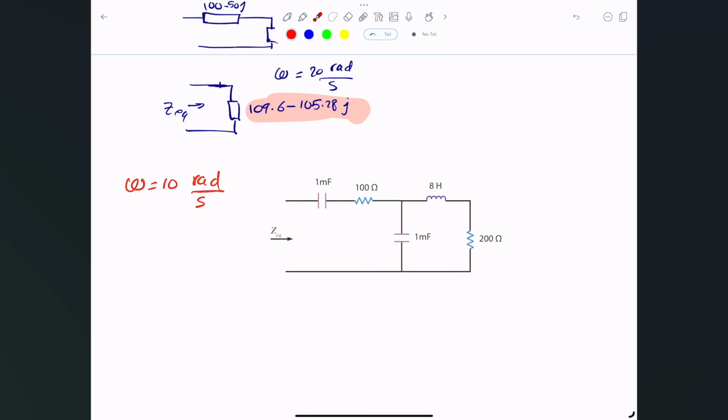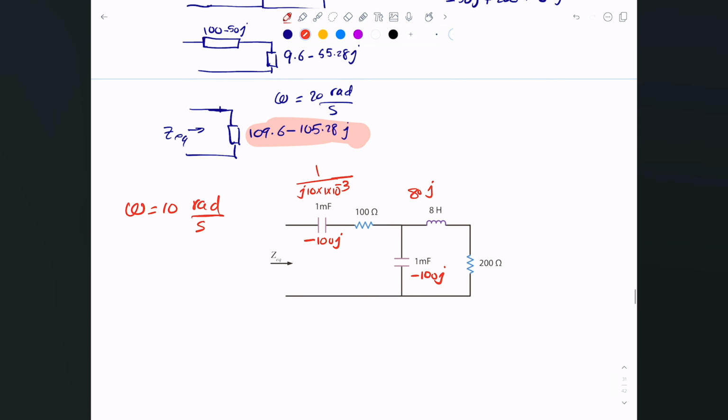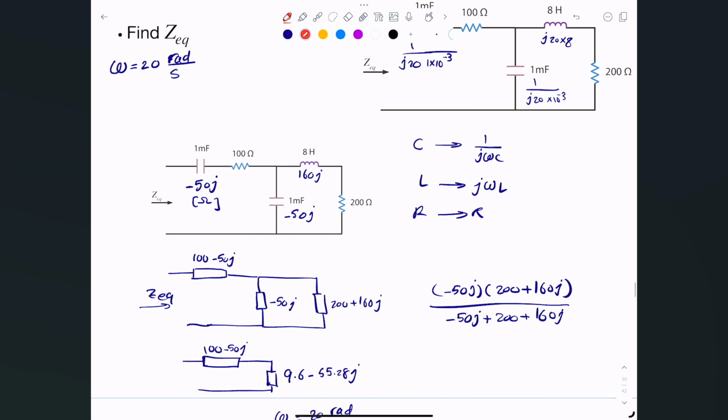The first one will be 1 divided by j omega C, with omega equal to 10 and C equal to 1 times 10 to the negative 3, which equals -100j. The resistors stay the same. What about this one? It will be j omega L, which is 10 times 8, so 80j. So we have -100j and 80j, versus -50j and 160j before.